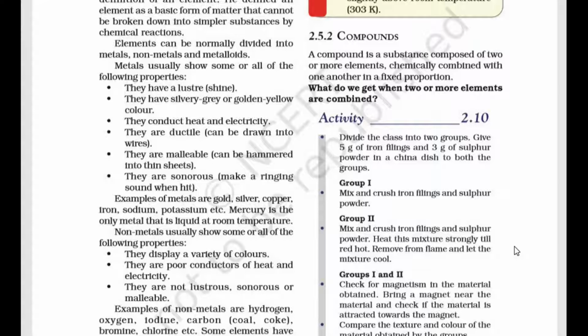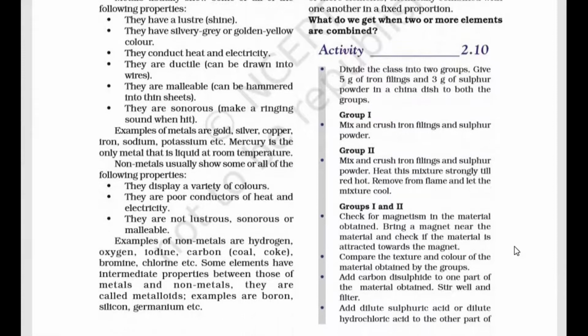For example, sodium, potassium, gold, silver, copper, these are all examples of metals. But non-metals have somewhat different properties, such as they display a variety of colors, they are not good conductors of heat and electricity, they are not lustrous, they are not ductile, they are not malleable. For example, carbon, hydrogen, nitrogen, oxygen, chlorine, bromine, iodine, etc.